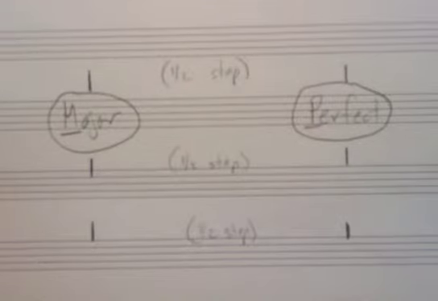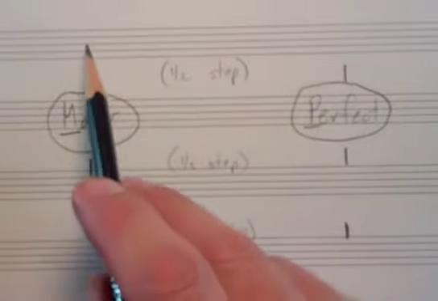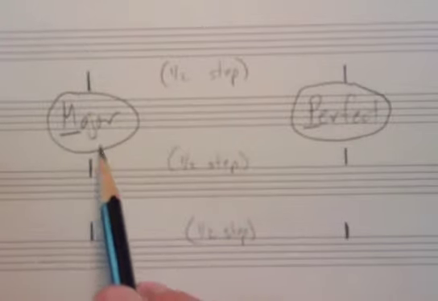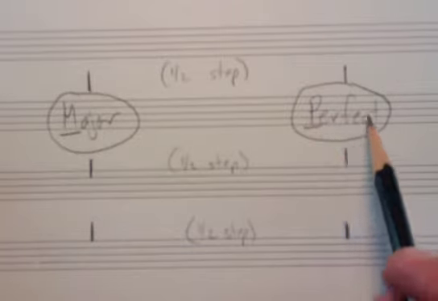In this video, we're going to talk about interval families and how the intervals are related to each other. So, in intervals, we have two families. Intervals either fall into the family of major intervals, or they fall into the family of perfect intervals.